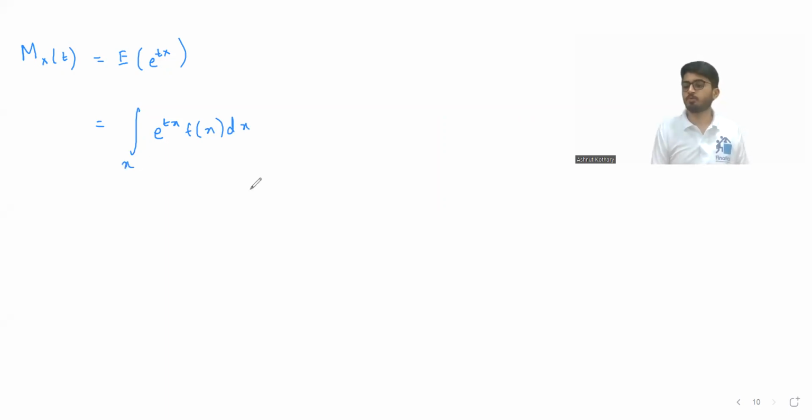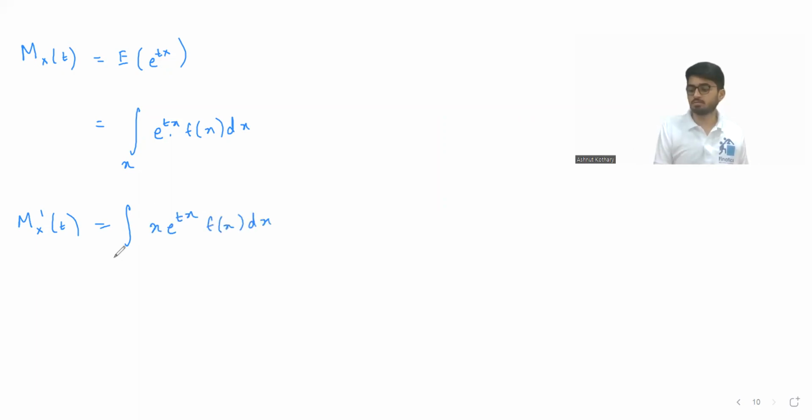Now I am going to differentiate both sides with respect to t. What is the differentiation of e to the power tx with respect to t? It is nothing but x into e to the power tx, and f(x) is a constant. Similarly, if I differentiate it twice, I'll be left with x squared. So if I differentiate n times, this will be x to the power n e to the power tx f(x) dx.